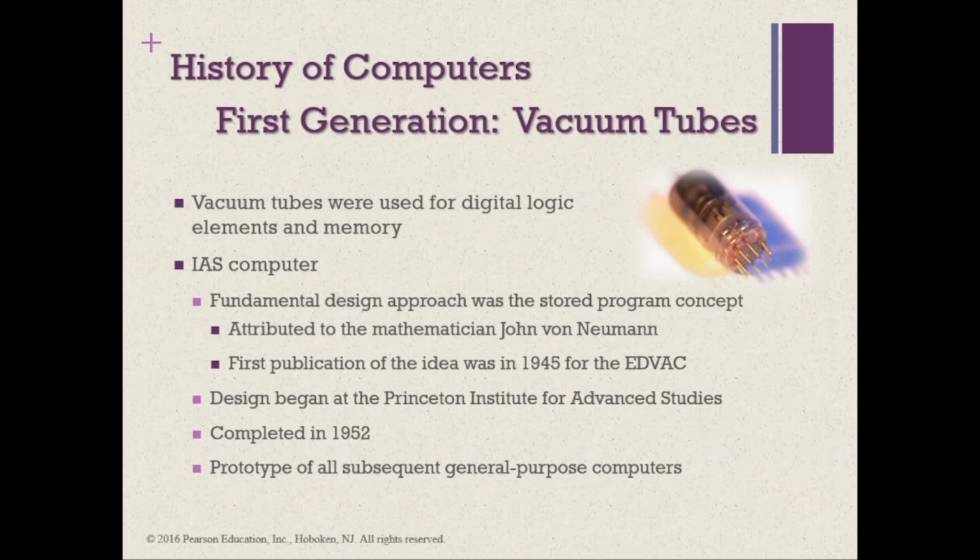In 1946, von Neumann and his colleagues began the design of a new stored program computer, referred to as the IAS computer, at the Princeton Institute for Advanced Studies, from which the IAS acronym gets its name. The IAS computer, although not completed until 1952, is the prototype of all subsequent general purpose computers.